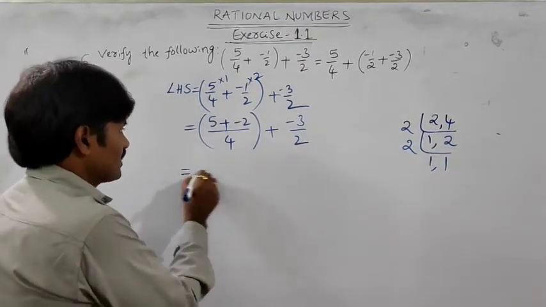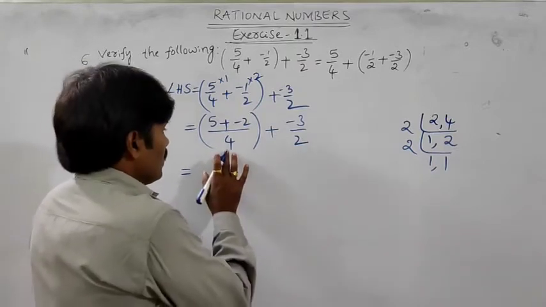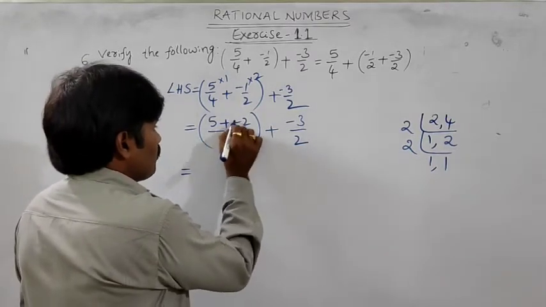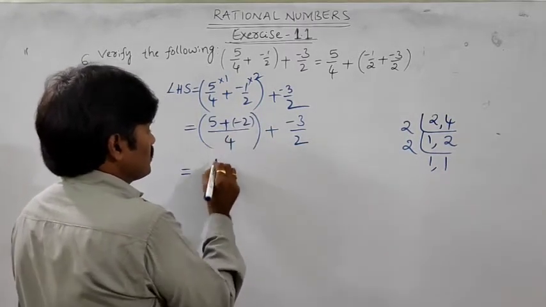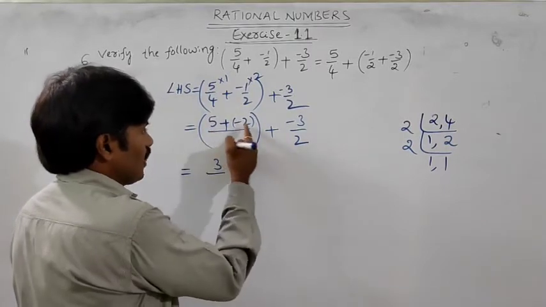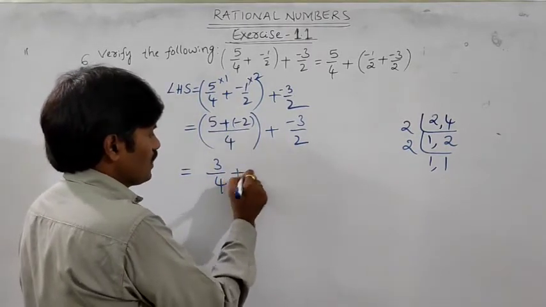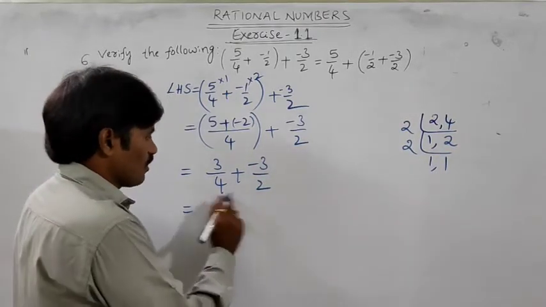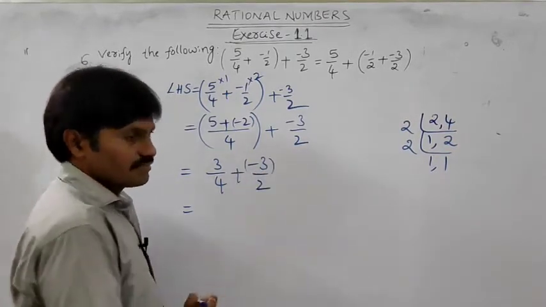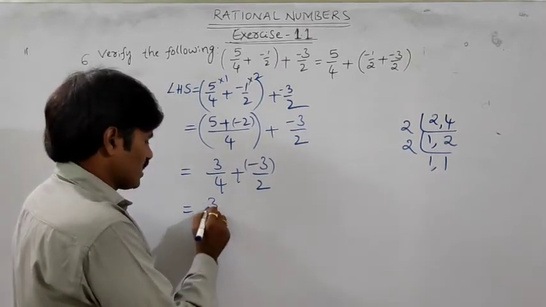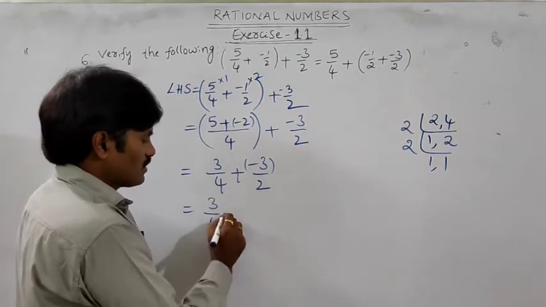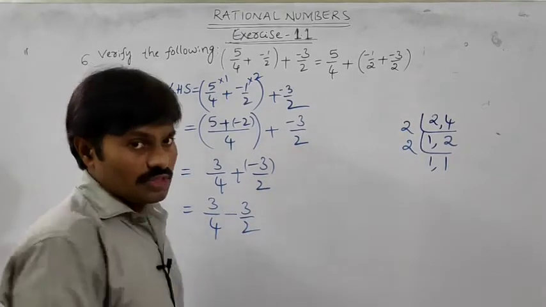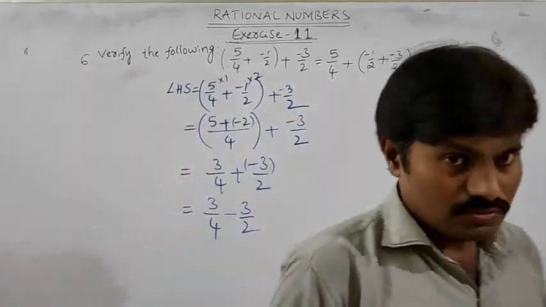Next. If you simplify, 5 plus minus 2 is how much? 3. Am I correct? 5 minus 2 is 3, so 3 by 4 plus minus 3 by 2. Now what is the LCM of 4 comma 2? Again simplification. Or else we can write it like this: 3 by 4 plus into minus, minus 3 by 2.